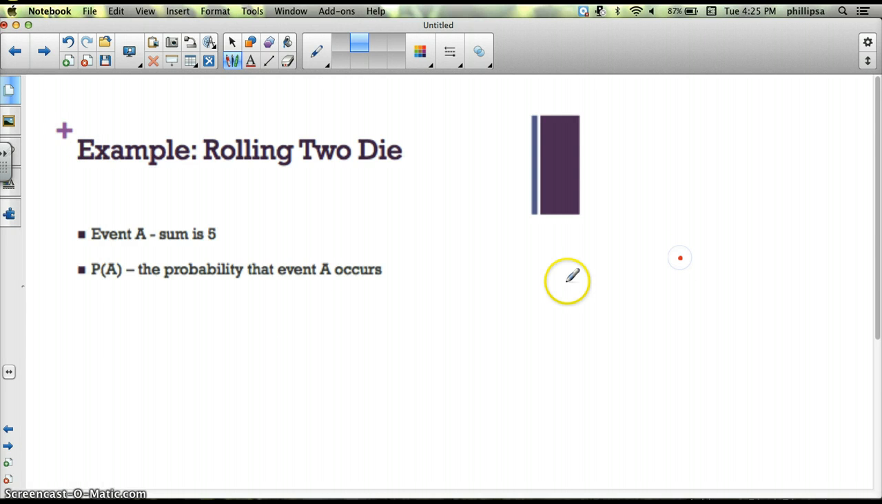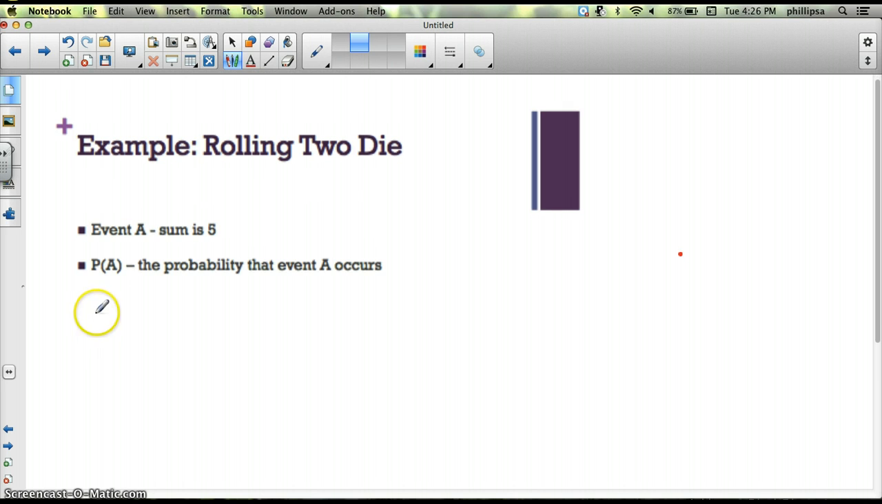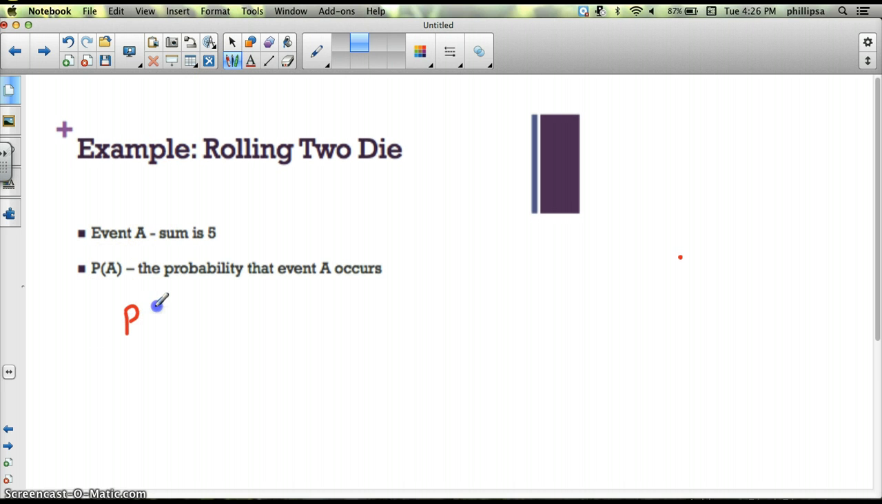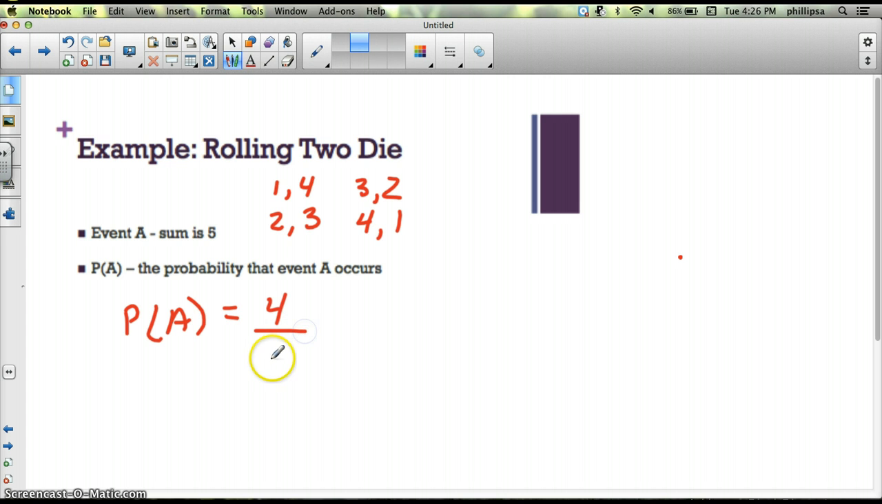Okay, so let's talk about the probability maybe now. Let's change the situation. This time we'll talk about the probability of A, where A now is that the sum will be 5. So for 5, we'd have a 1 and a 4, a 2 and a 3, a 3 and a 2, and a 4 and a 1. So we have four total possibilities. We have four favorable outcomes. Four outcomes correspond with that event, and there are 36 total possibilities, and that would be the probability of rolling a sum of 5.